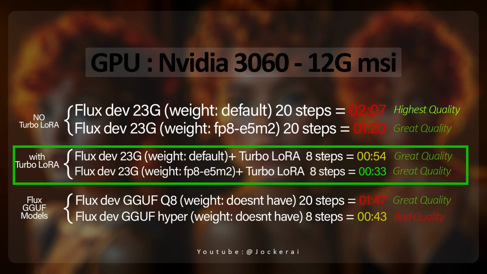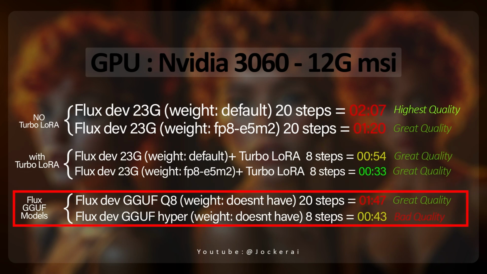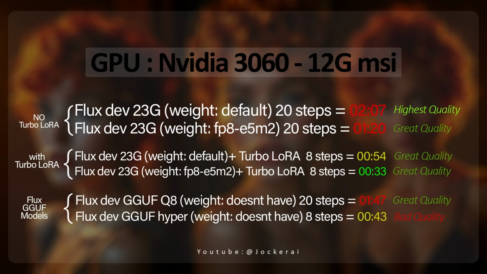The final category is GGUF Flux models. With these, you can output both Q8 and Hyper 8-step, which in my test took 1 minute and 47 seconds. In this category, we don't have weight type anymore, as that's exclusive to main Flux. The GGUF models no longer use weight types, and Hyper 8-step took 43 seconds in my test, even though in the previous one, I showed you the 8-step Turbo Lora option with Flux 23 GB, which is the main Flux model, which took just 33 seconds.